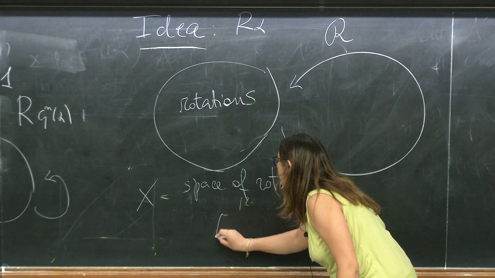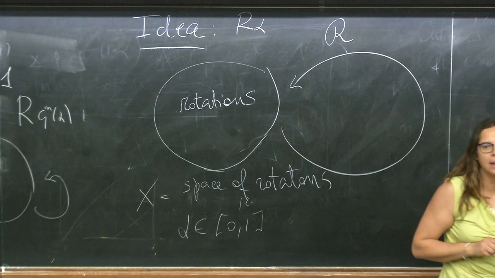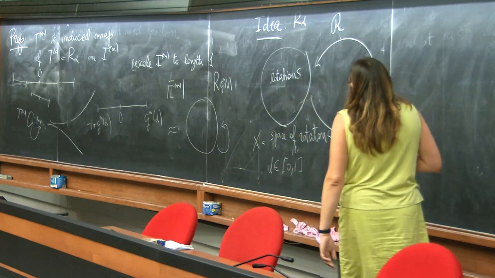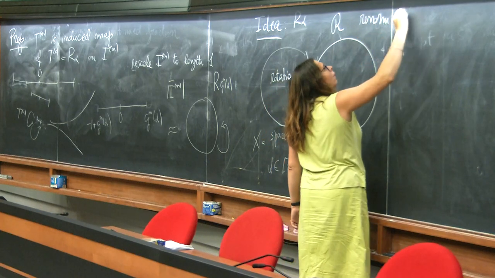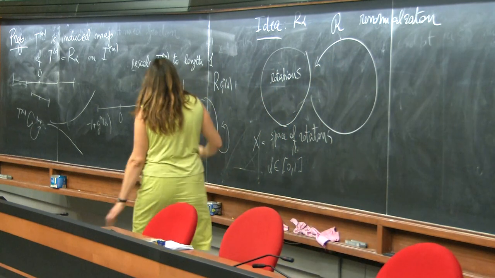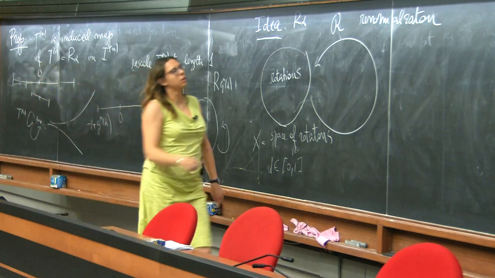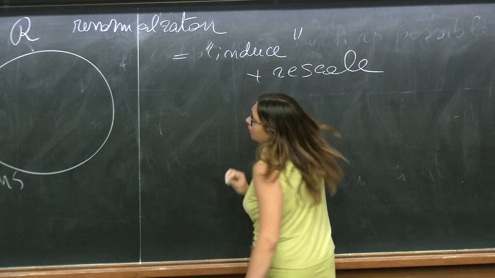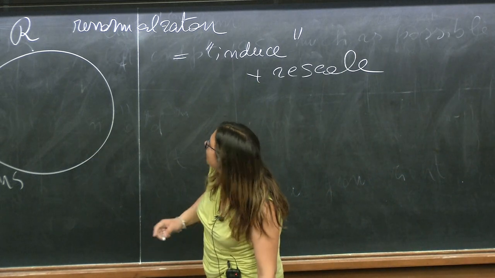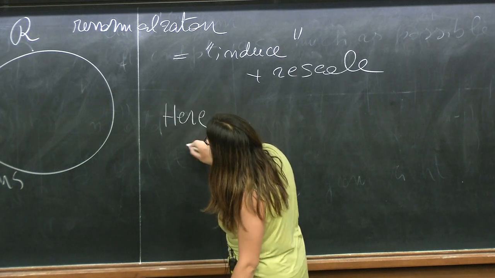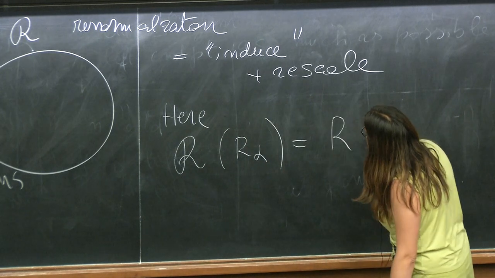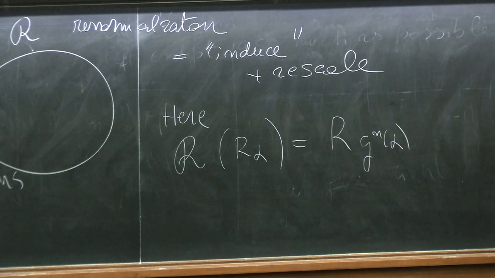And here you can identify actually the space of rotations with [0,1], because you can think that a rotation is given by the rotation number. So the space of rotations will be just the interval [0,1], thinking that each alpha is the rotation by alpha. And this renormalization is indeed this operator here that zooms and rescales. So the renormalization is induce plus rescale. And in this case, induce plus rescale, the renormalization of a rotation is really sending me to the rotation by Gauss to the n of alpha. So in this parameter, in the rotation number parameter, I'm doing the Gauss map. Okay?